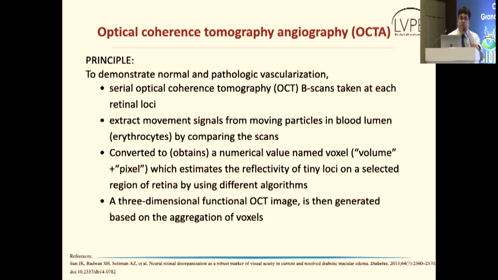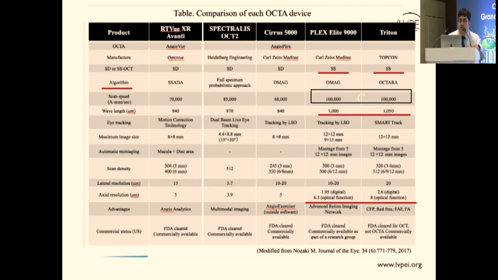The machine uses either the reflectance or the change in phase to understand the difference between the reflected scans, and then it is projected to you as a 3-dimensional functional OCT image with the vessels seen on it. So these are the 4 or 5 commonly available machines that I'm going to be talking about. The first difference that one has to look at is what kind of OCT machine we are looking at.